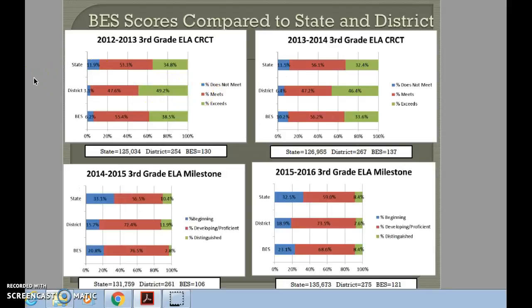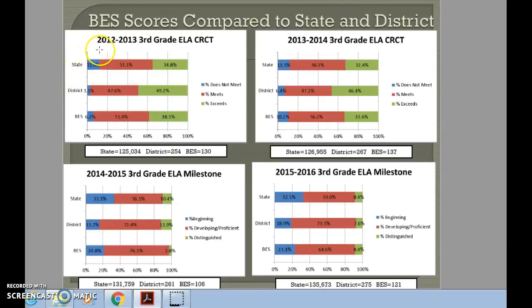The next thing we're going to look at are our scores compared to our state and district scores on the third grade end of the year exams. The first 2 years that we're looking at are the CRCT scores, and then the other 2 years that we'll be looking at are the milestone scores.